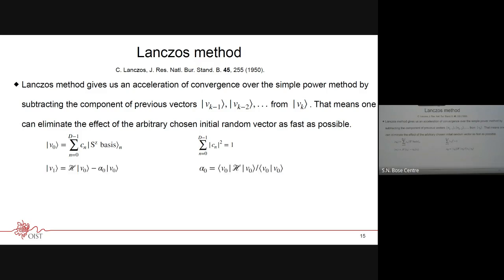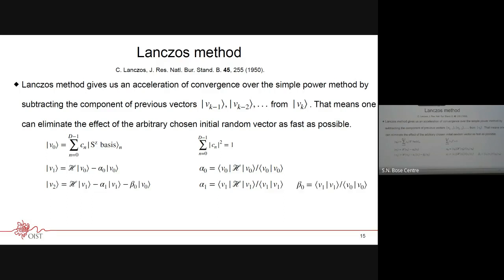So let's start the power method. We are dealing with this method as the Lanczos method. So it is the same to operate the Hamiltonian. Now we multiply the Hamiltonian matrix to the initial random vector, but we subtract the information about the first initial spin vector. So alpha 0 is given by this equation. And in that case, V1 and V0 are orthogonal to each other. So you can forget everything about the first, initial random vector.